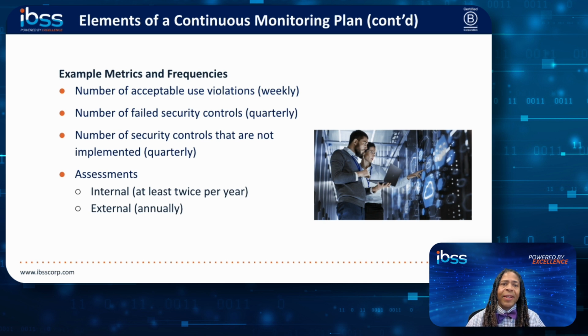And the next metric would be the assessments. You want to make sure that you're monitoring your assessments, and you want to have at least two internal assessments per year. Some call it an internal audit. So it'd be a great idea to do it twice a year. And from an external assessment standpoint, it's good to have a third party come in on at least an annual basis to give you an idea about how good your security posture is.